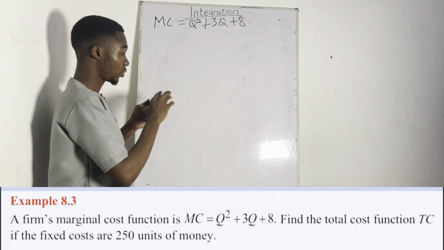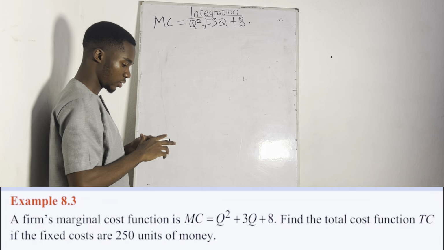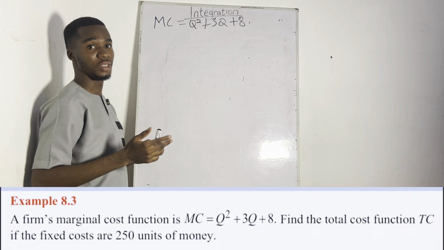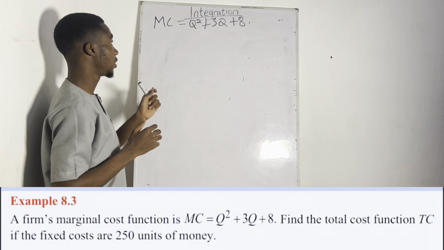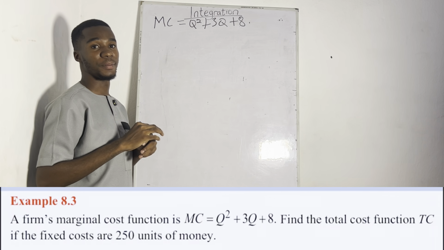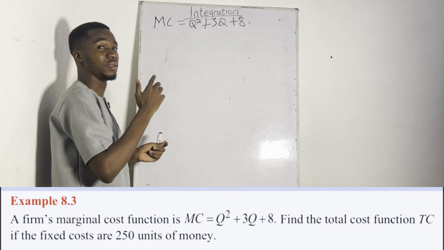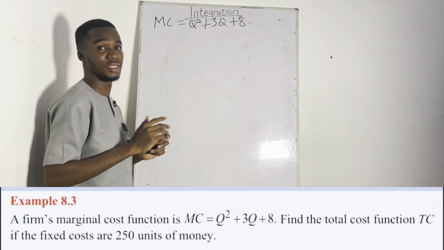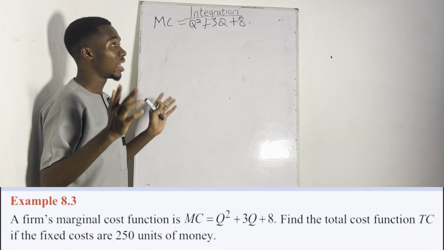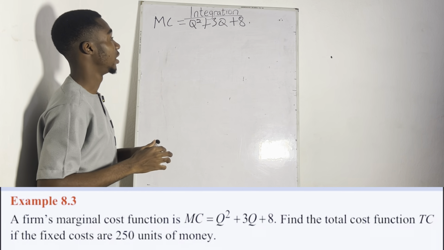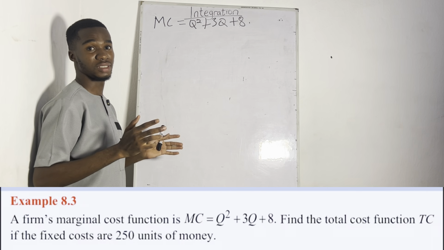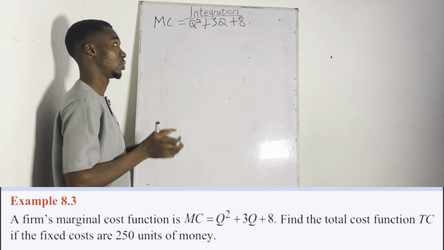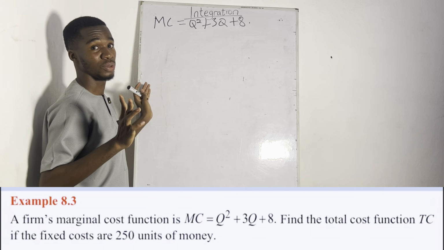And they are saying you should find the total cost function if the fixed costs are 250 units of money. Now let me just give you a trick. I told you that when you have an indefinite integral, when there are no limits, you're going to add plus c. So that c is your fixed cost. It's fixed. It doesn't change. And anytime you are finding the total cost function, or any function, just put in your head, there are not going to be any limits. So you're just going to integrate this. That's all.